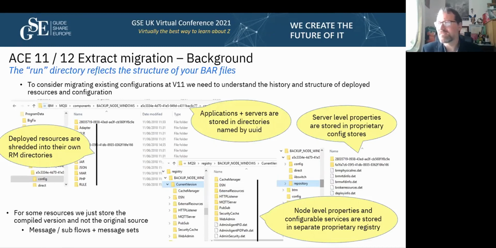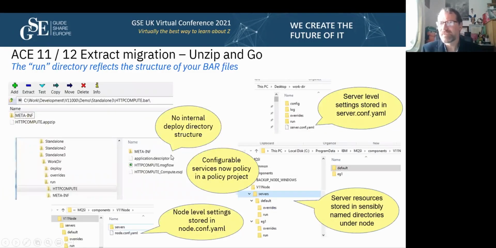Right, okay, so this is showing the run directory. So this is the working directory again of your integration server. So effectively, it's everything just unzipped. You've got server level properties, application level properties. This is how, in V11, this is where everything was. Now we're just unzipping all of that. So this is showing where we've come from. So it's unzip and go, which we've been pushing for a while, well, since version 11, definitely.